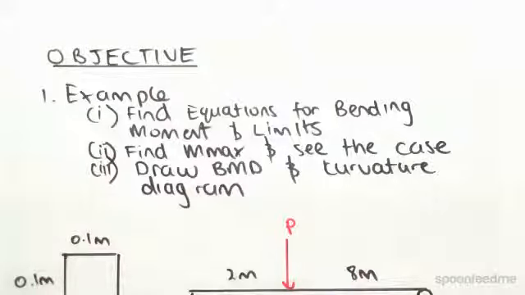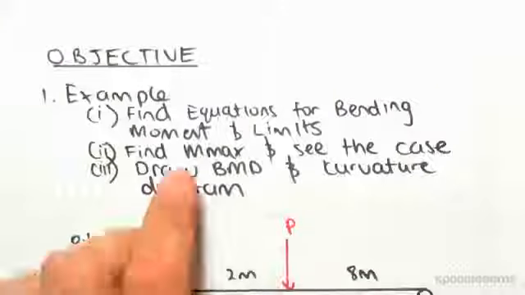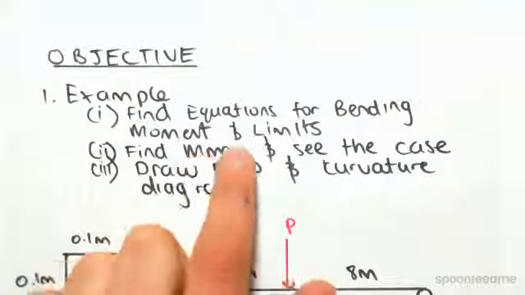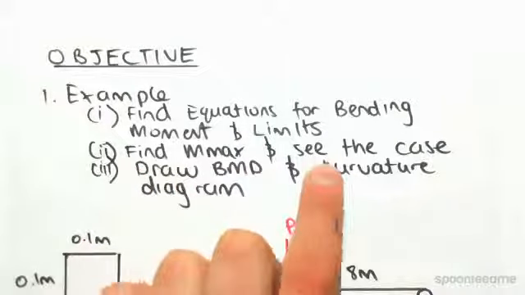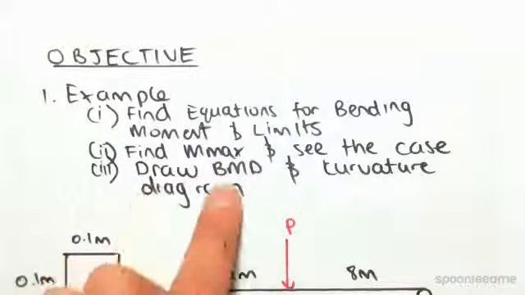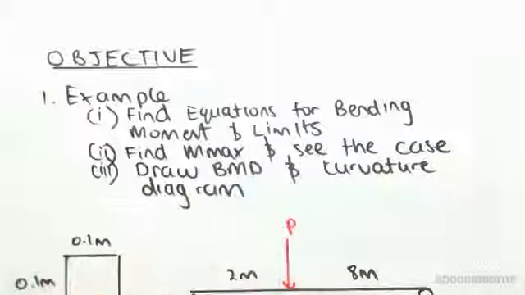Hey guys, the objective of this video is to do an example using the equations we've developed in the previous video. To do this, we need to find the equations for bending moment and their respective limits. We need to find the maximum bending moment and see which case we're dealing with. And then we need to draw the bending moment and curvature diagram for that case.